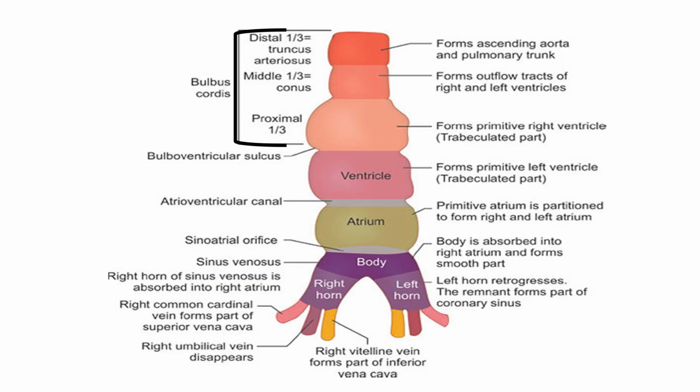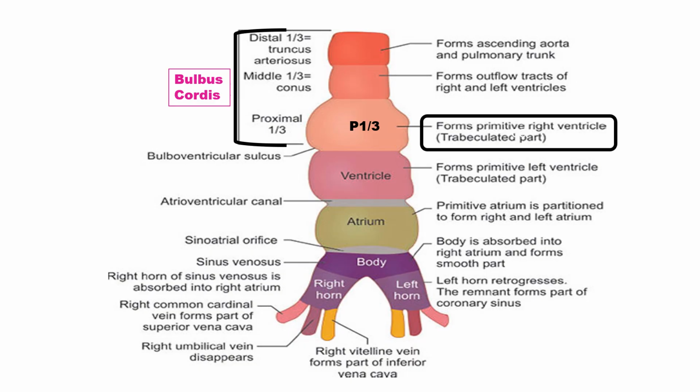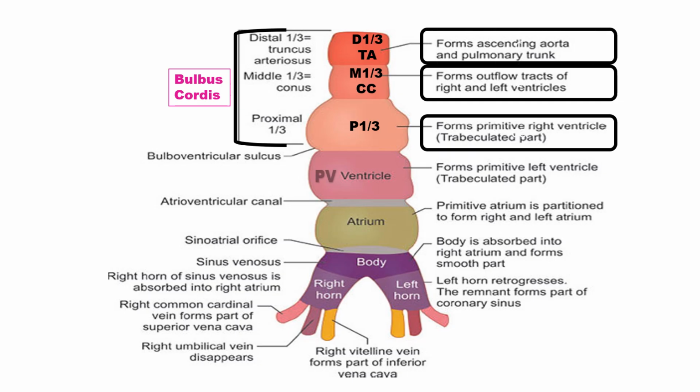The various derivatives come from the different saccules or dilatations of the heart. Bulbus cordis proper, the proximal 1/3, forms the primitive right ventricle, the trabeculated part. Middle one-third, which forms the conus cordis, forms the outflow tracts of both ventricles, that is the infundibulum of the right ventricle and the aortic vestibule of the left ventricle. Distal one-third, the truncus arteriosus, forms the ascending aorta and the pulmonary trunk. Primitive ventricle forms the trabeculated part of the left ventricle.